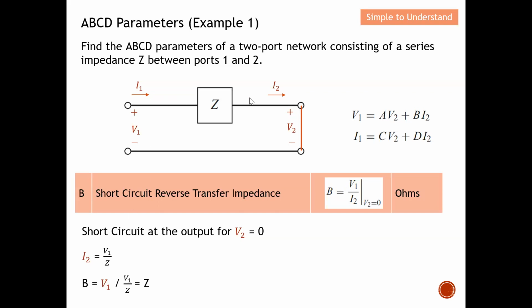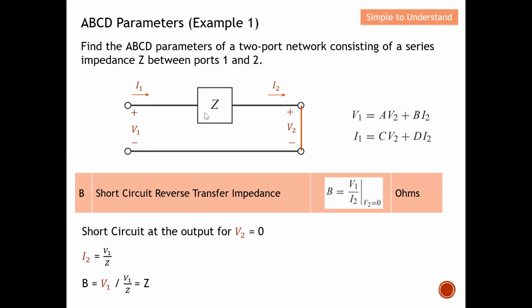Over here, I1 is supposed to be the same as I2 also. Since I have this V1 and I have this I2 described as V1 over Z, if you rearrange the formula, you will find out that the B term is equal to Z. This means that the B term has the same value as the impedance. So basically this will be the B term of the ABCD parameters.